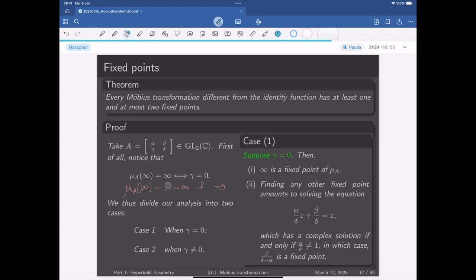Yes, also alpha. Alpha divided by gamma. Okay. Yes, gamma and alpha cannot be simultaneously 0 because it is invertible. Now, infinity is okay. So this tells me that infinity is a fixed point if and only if gamma is 0. So if gamma is 0, it is a fixed point. But then if you take a fixed point, what happens is that this one has to be 0 because otherwise you would have a complex number.